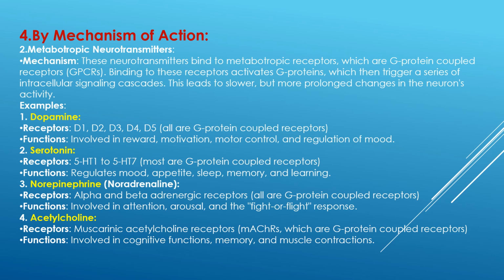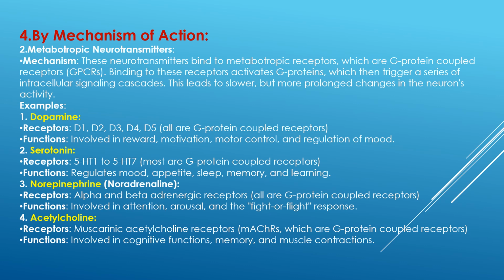2. Metabotropic neurotransmitters. Mechanism: these neurotransmitters bind to metabotropic receptors, which are G-protein-coupled receptors, GPCRs. Binding to these receptors activates G-proteins, which then trigger a series of intracellular signaling cascades. This leads to slower, but more prolonged changes in the neuron's activity.